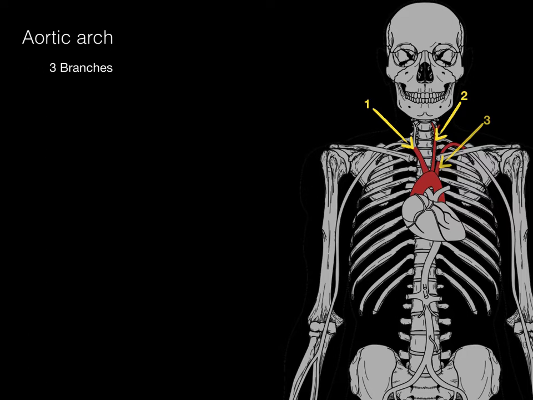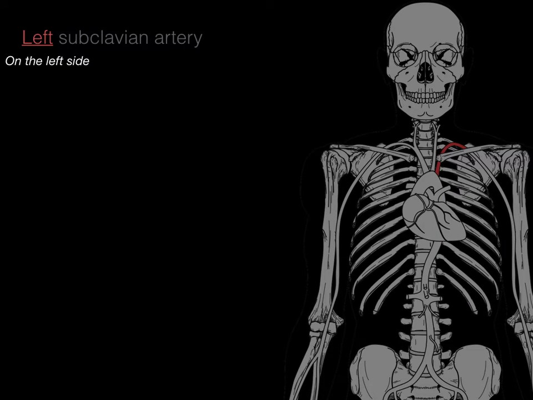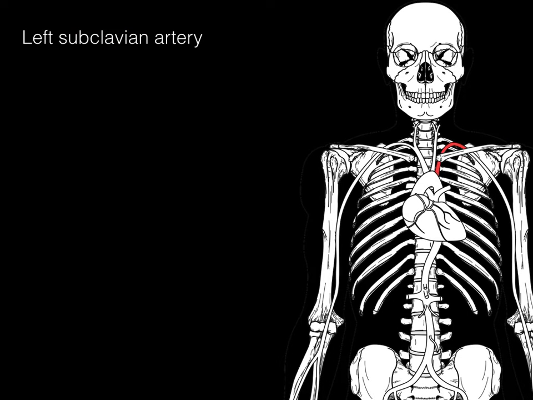All right, now the aortic arch, let's talk about the third branch that comes off of that. It's the left subclavian artery, and it's on the left side because there's one on the right, and subclavian because it's below the clavicle, like right there. And it supplies the left side of the brain, neck, chest wall, shoulder, and upper limb.